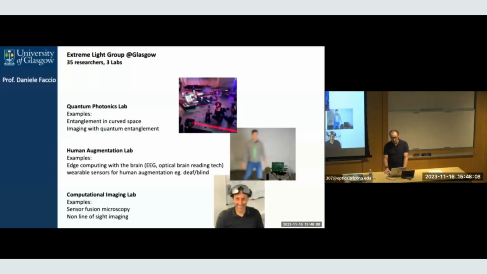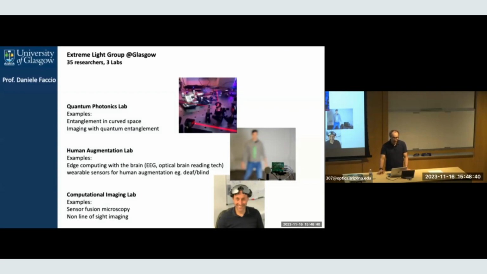So I lead what we call the Extreme Light group. It's called that for historical reasons, so I won't go into the details of that. But at the moment, we count about 35 researchers, and we divide the team into three labs. There's the quantum photonics lab. Some of the research that we do in that lab is what I'll be talking about today, so entanglement in curved space. I won't waste any more words on that just now.